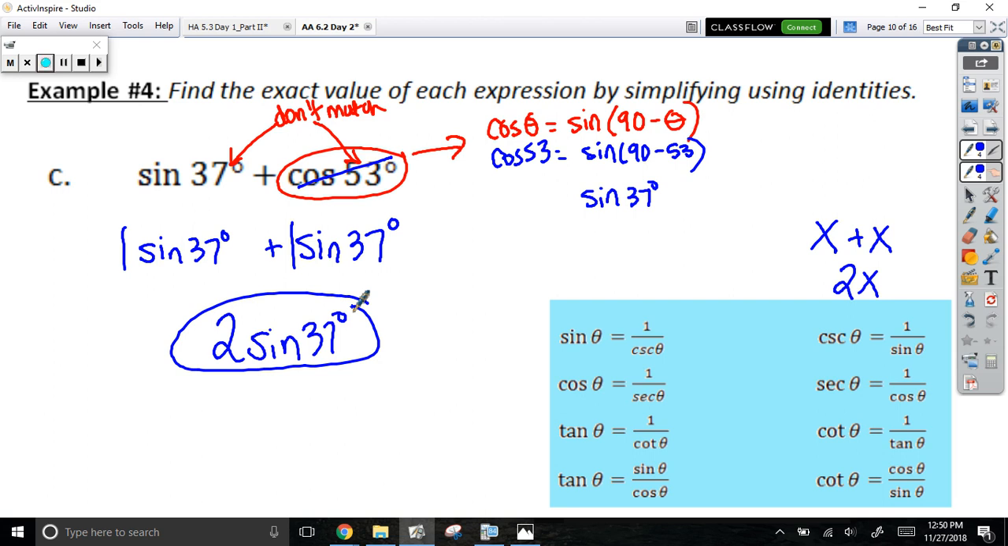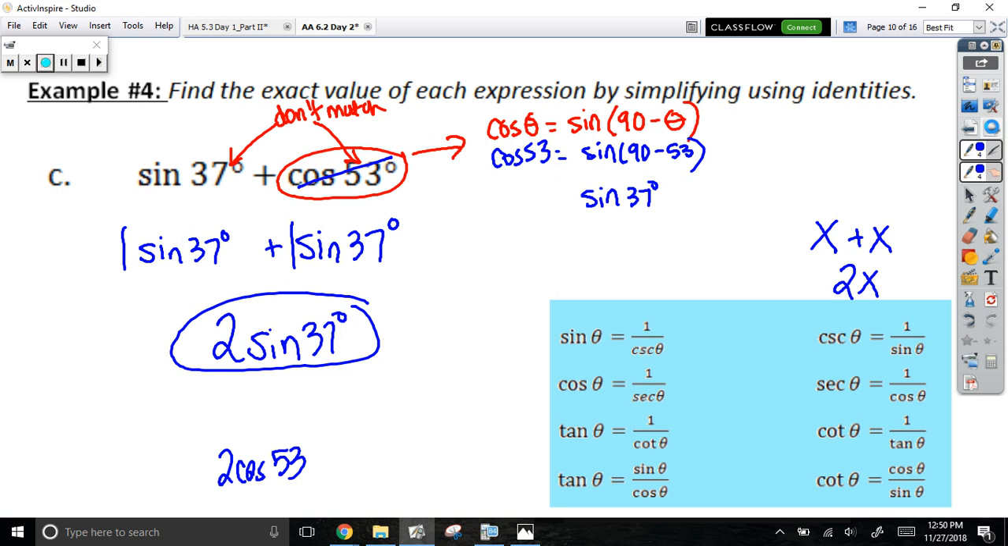Now, had you chosen to convert this to 53, you could also get 2 cosine of 53. I would have both of those on my answer key if I were checking, because it would depend on which one you converted to which angle. They just have to match, doesn't matter which one matches. Okay.